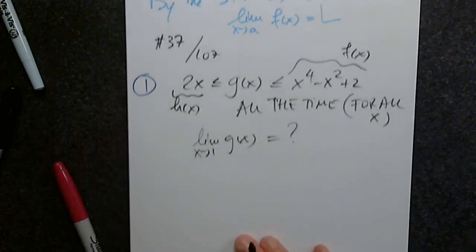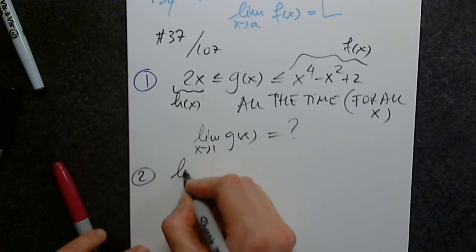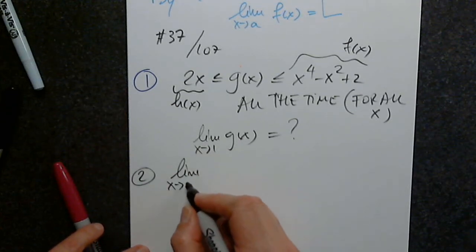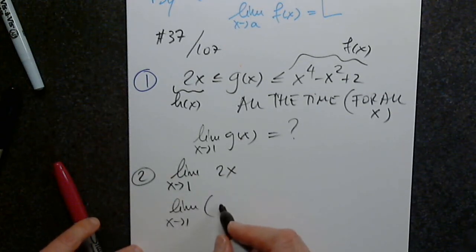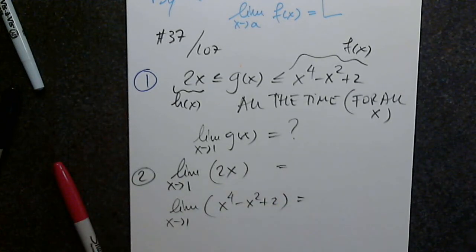Now what do I have to do as the second step? Find the limit. So then find the limit as x approaches 1 of 2x, and the limit as x approaches 1 of x to the 4th minus x squared plus 2. Before we calculate those, if both limits exist and if both limits equal blah, then what do we conclude about the limit of g? Equals blah, of course.